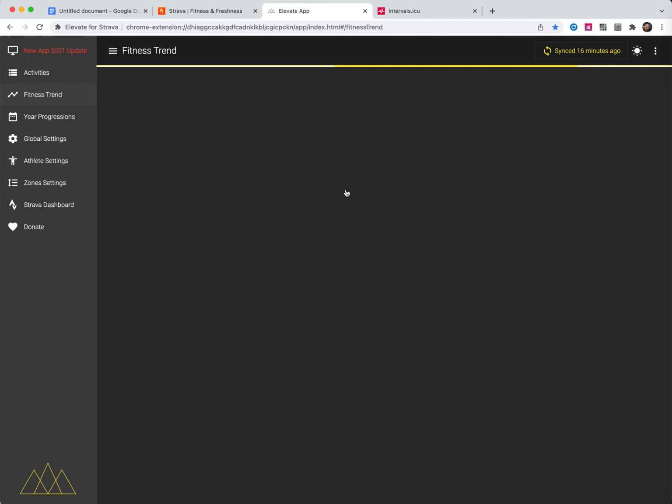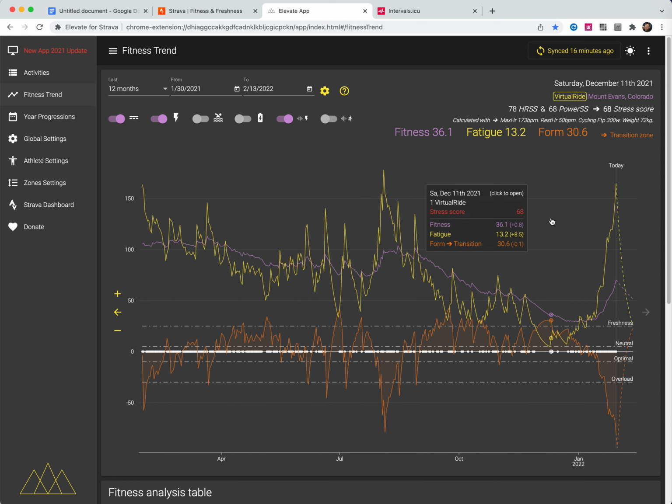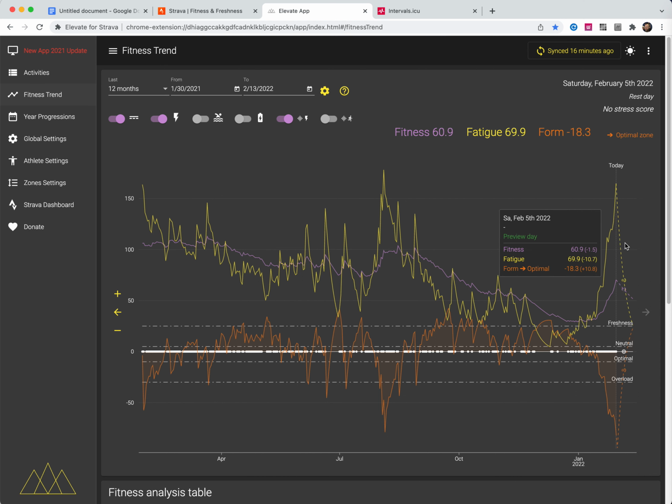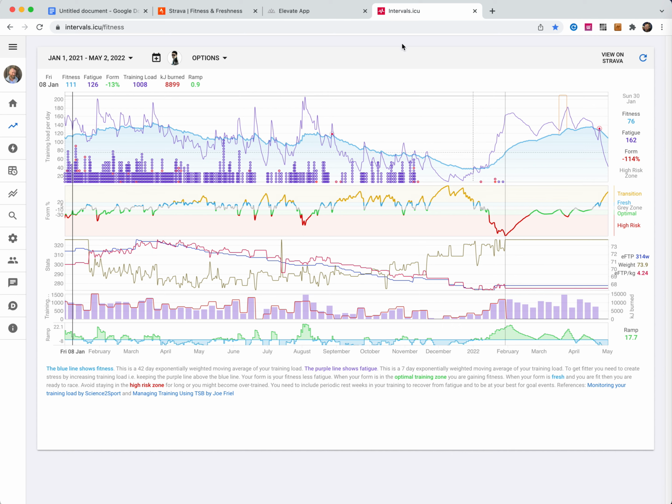But the one thing that this doesn't do, that the next tool I'm going to show you does do, is it doesn't give you any ability to kind of plan for the future and work on ramping up your fitness and see what the effects of your future planned training are going to have on your fitness. So the last tool, Intervals.icu.